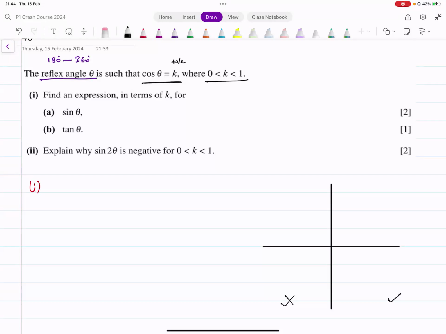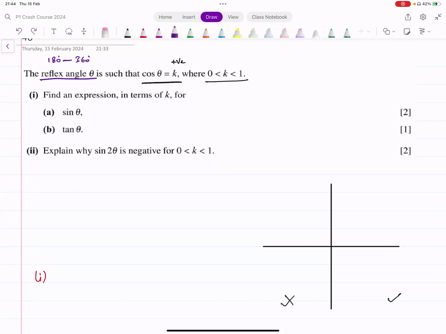So they first told you it's between 180 and 360, but out of them, since cos is positive, it's only going to be the fourth quadrant. All right. Now it says, find an expression in terms of k for sine theta. Again, we can do it the same way as before. Now we've done this a few times, so we can just do it directly without even making a triangle.